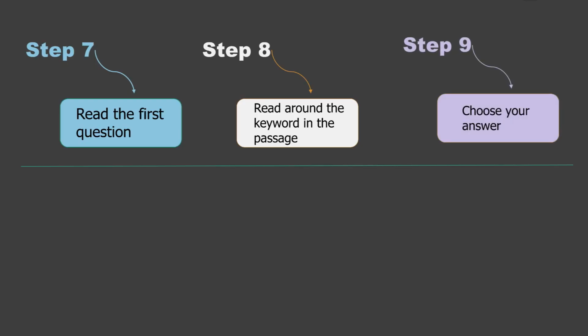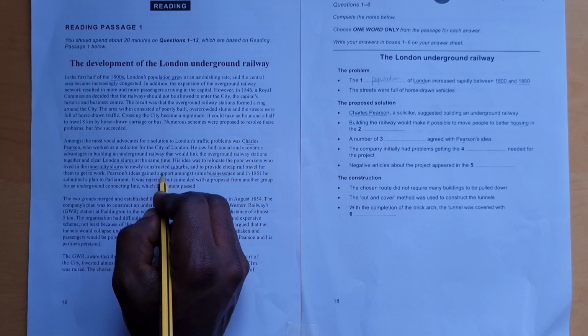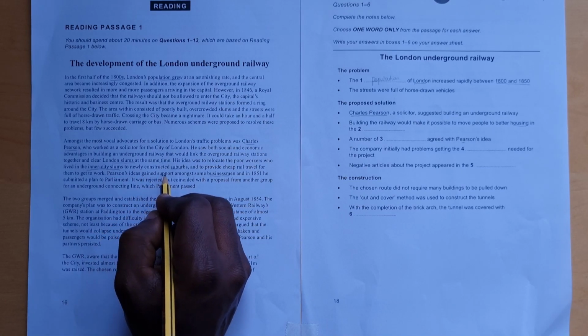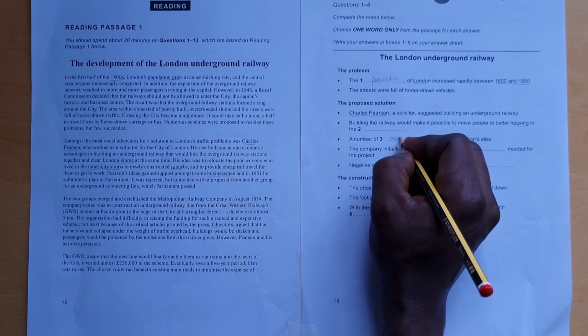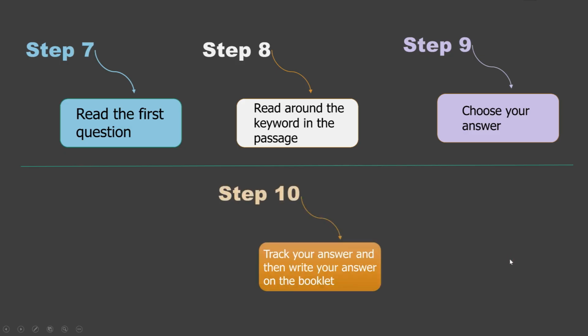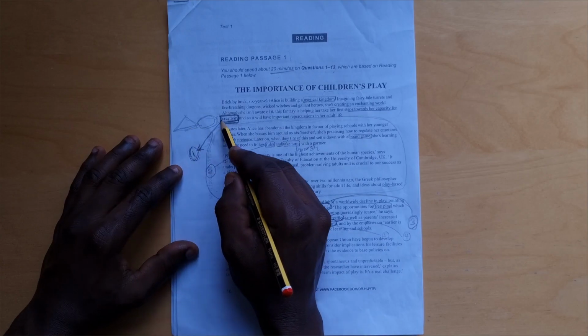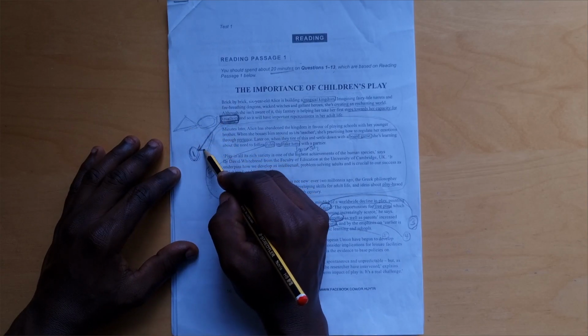And the 9th step has to do with choosing your answer. So once you read around the area, you should be able to get your answer based on the context of the question as well as the context of whatever you've read in the passage. You choose your answer as such. And once you choose your answer, the next step is to track it and then write your answer on the answer booklet. So these are the 10 steps you have to go through to answer the following question types in the IELTS academic reading test.